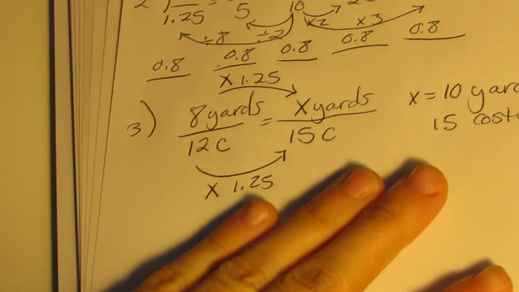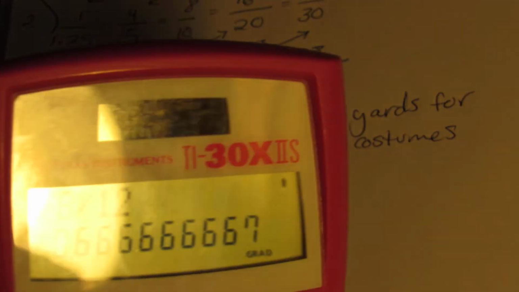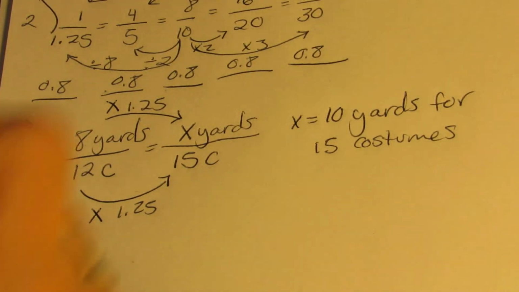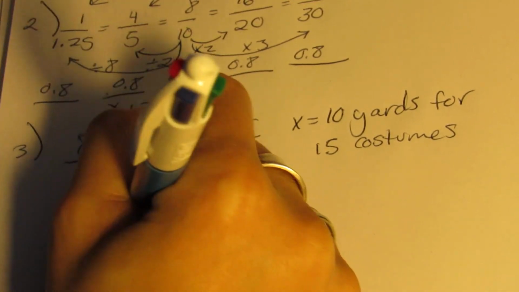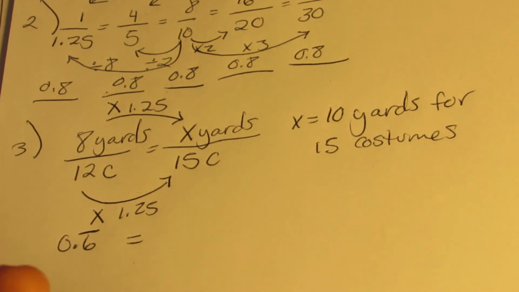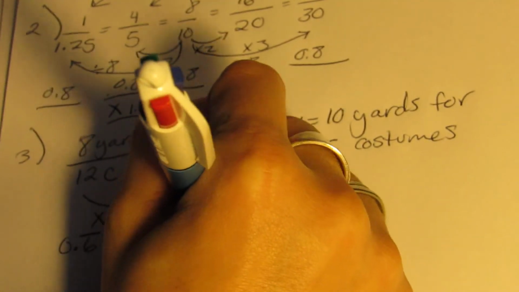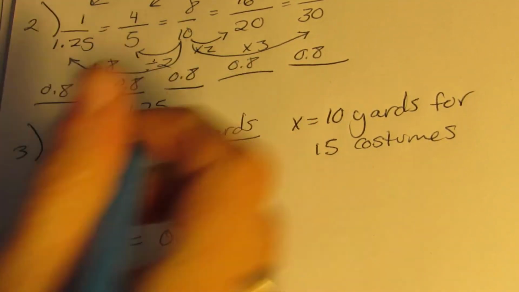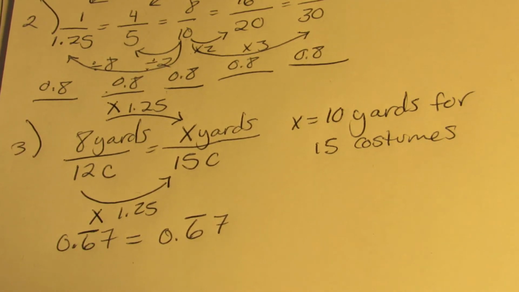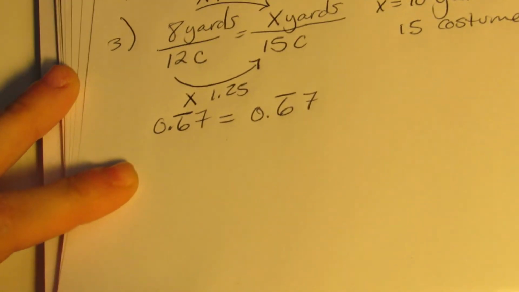Now, how in the world can I check if I was right? So just like the previous question, we can check we're right by dividing these fractions and looking at those decimals. So 8 divided by 12 gives me 0.6 repeating about. Let's see, is that equal to 10 divided by 15? So 10 divided by 15. Yes, I get the exact same thing. So that's about the right answer. Okay, so my answer would be 10 yards for 15 costumes. Okay, let's go to number 4.